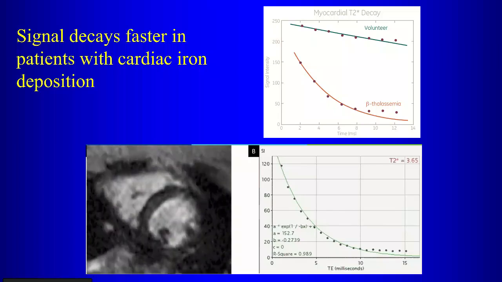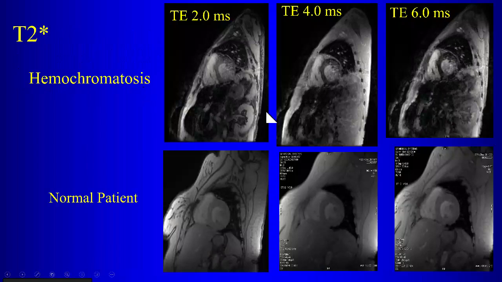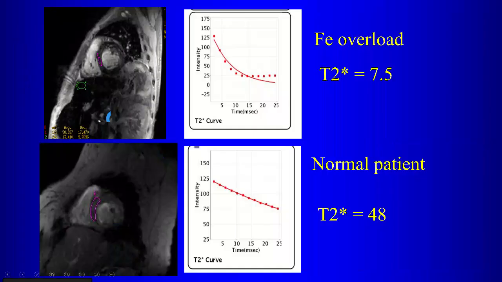Okay? So here's an example again, TE of 2, 4, 6. Here's our normal patient. You can see that the signal really does not decay that much. Here's the abnormal patient. You can see it decays much faster. We measure that decay, come up with a T2 star time constant. And in this case, it was 7.5 milliseconds as opposed to the normal patient where the T2 star time constant was 48 milliseconds.